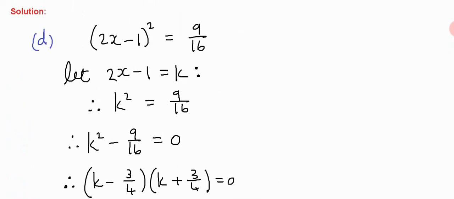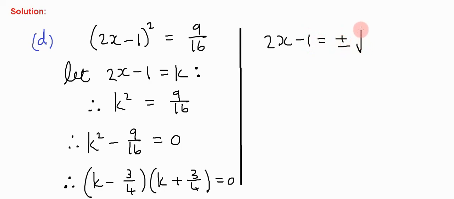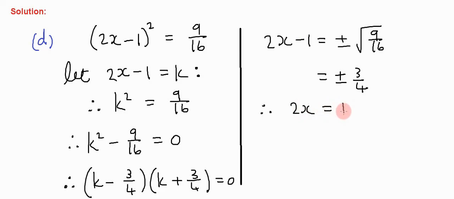Once again, we could have done it differently, so let's look at that. Here at the beginning, we could have taken the square root on the right-hand side. In other words, we could have said 2x minus 1 is plus or minus the square root of 9 over 16. So this is plus or minus 3/4. And in taking the negative 1 to the right-hand side, it's 1 plus or minus 3/4.